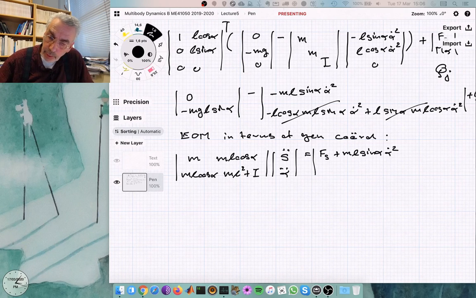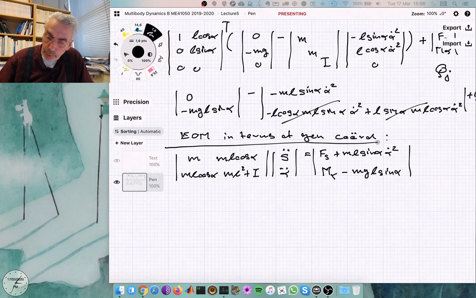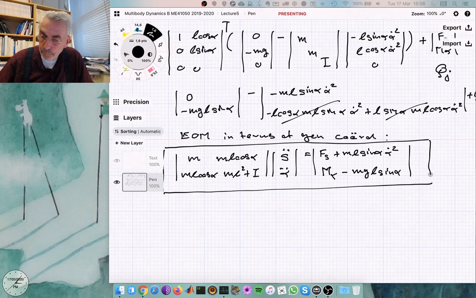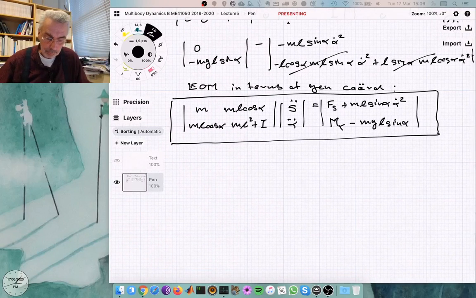And then we have here an m alpha, again for generality, and then this goes away, and the remaining term is minus mgl sine alpha. And these are the equations of motion of this pendulum in terms of generalized coordinates. Okay.